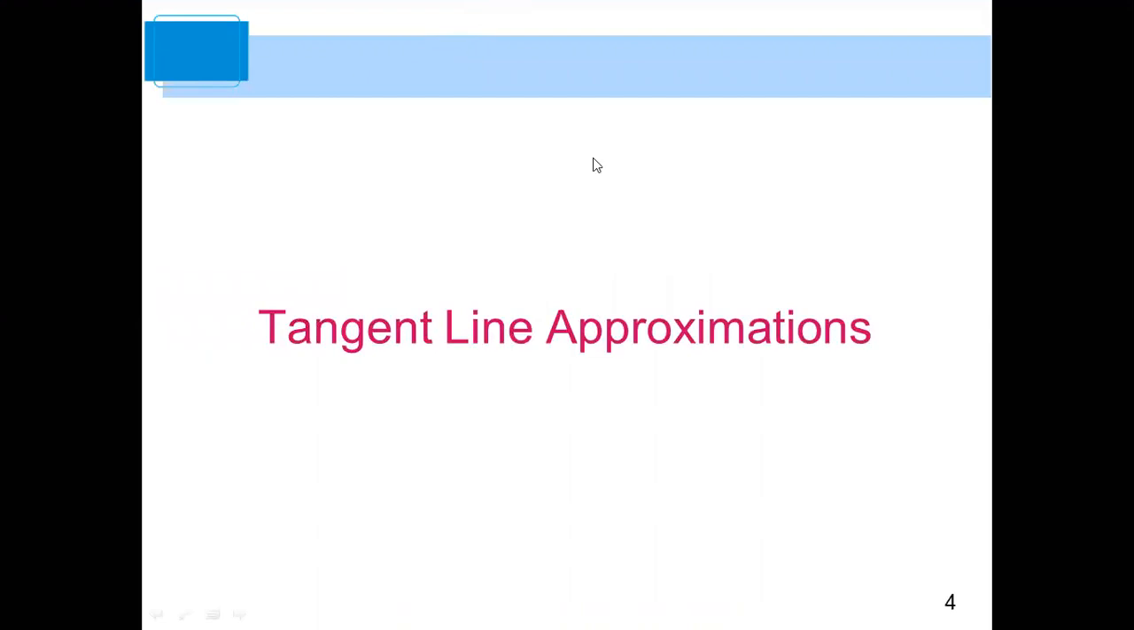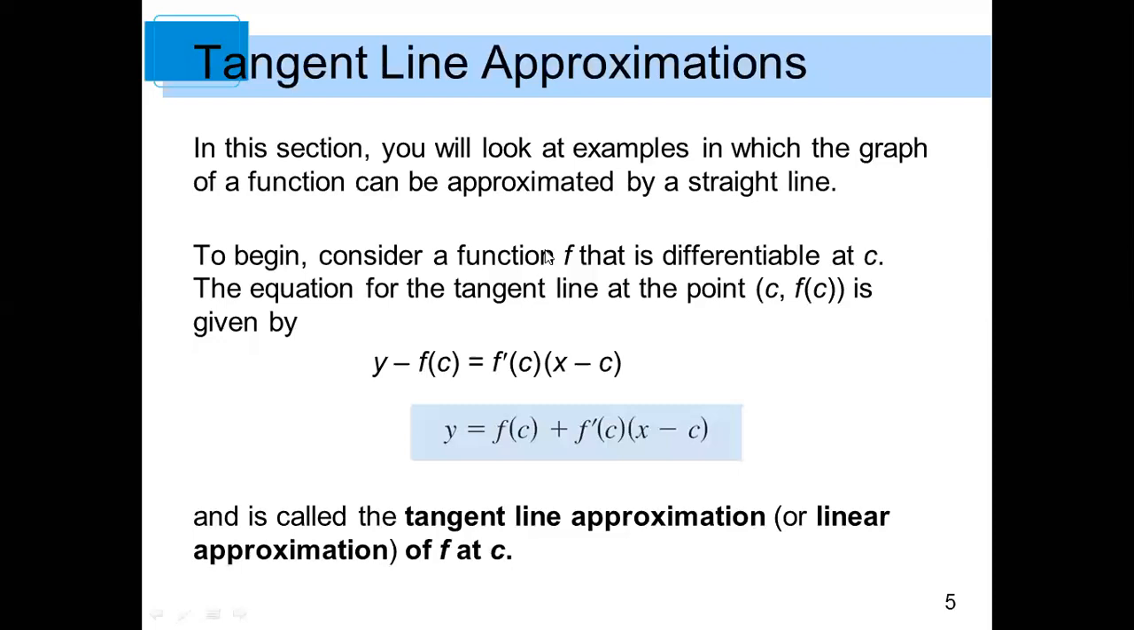So first, let's talk about tangent line approximations. In this section, you will look at examples in which the graph of a function can be approximated by a straight line. So to begin, consider a function f that is differentiable at c.